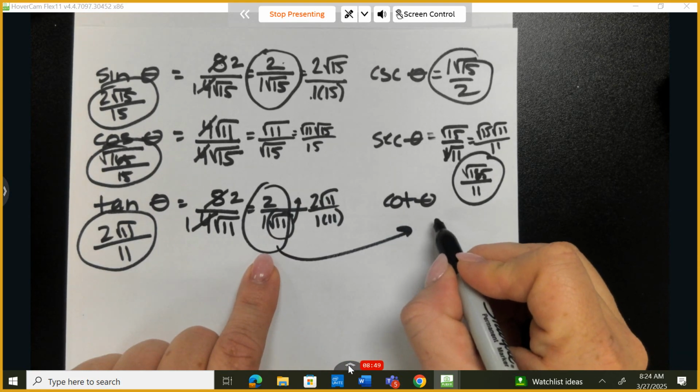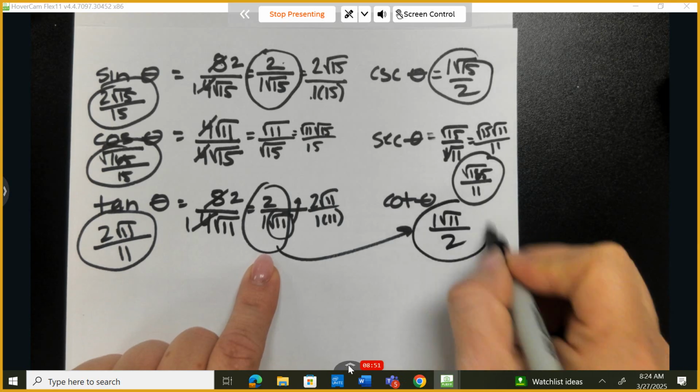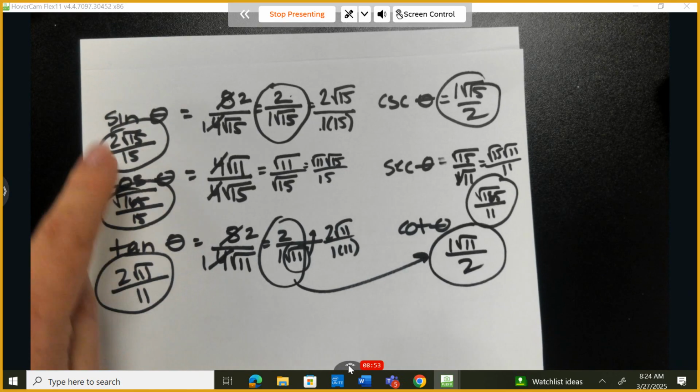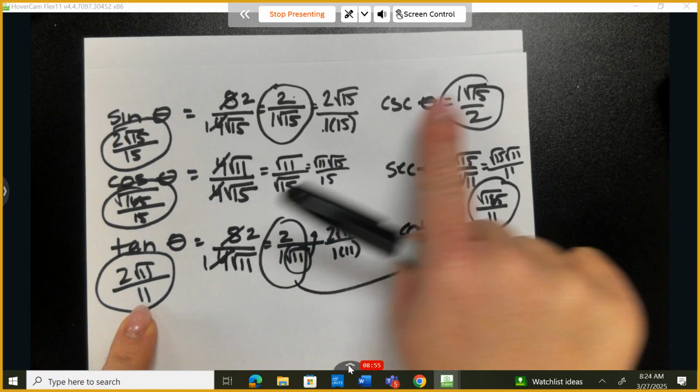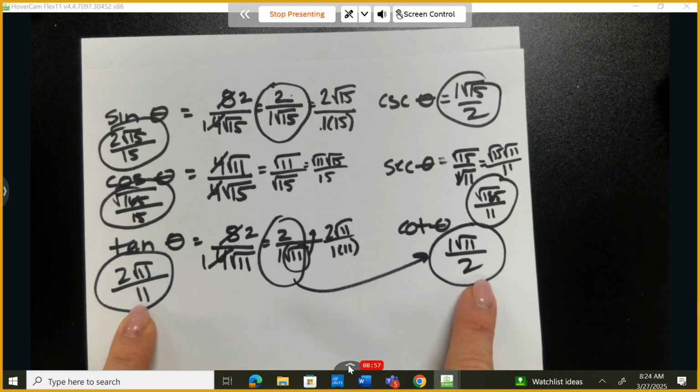Okay, I'm going to go back to before it was in proper form, and then I'm going to take the reciprocal. So 1 square root of 11 over 2. This is the sine, the cosine, and the tangent. This is the cosecant, the secant, and the cotangent.